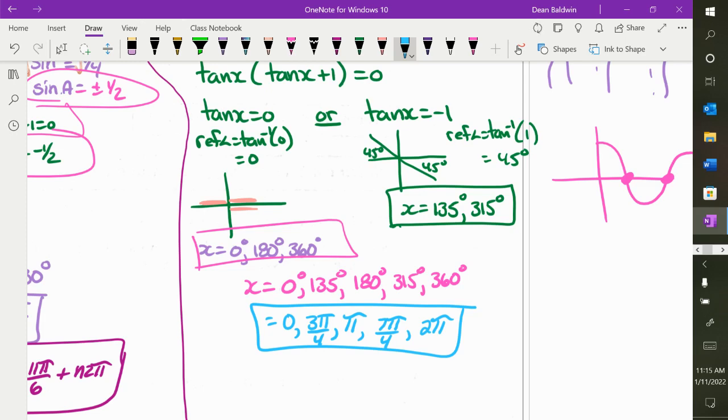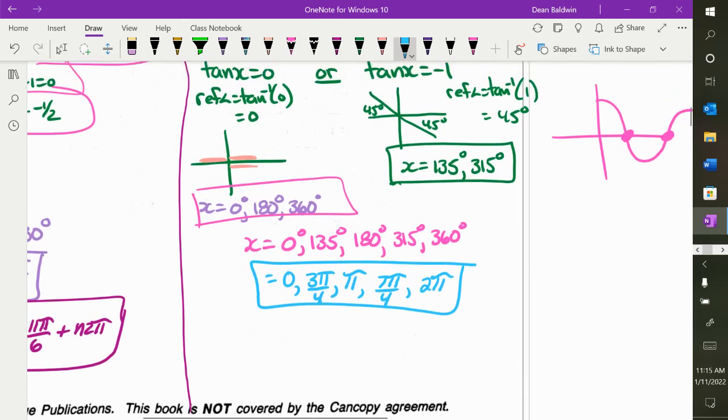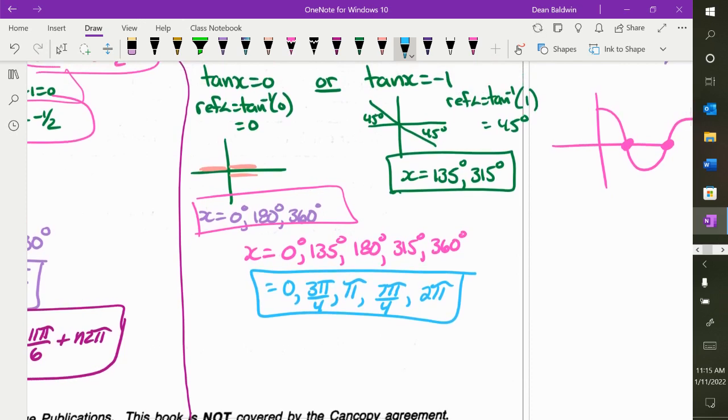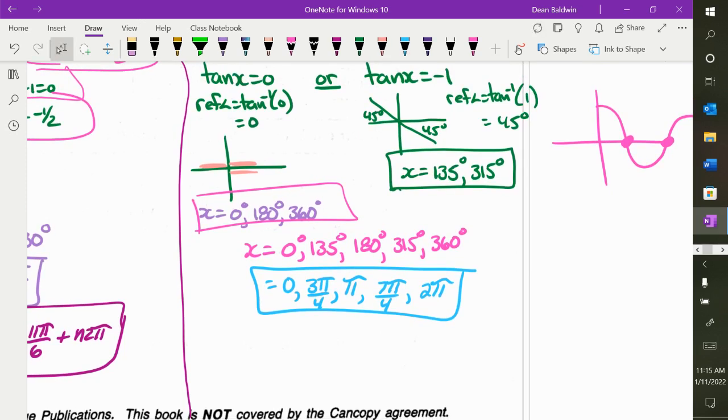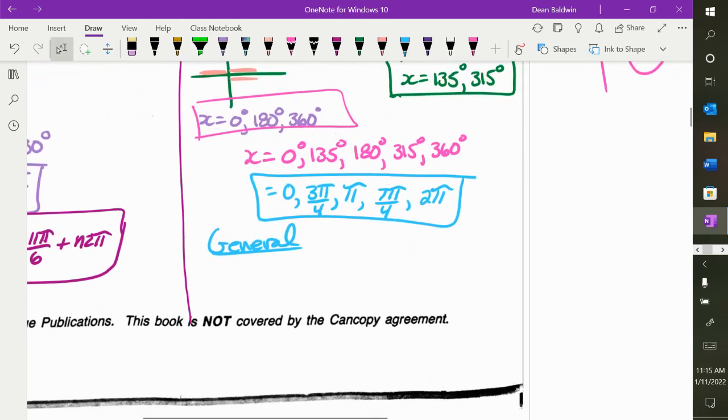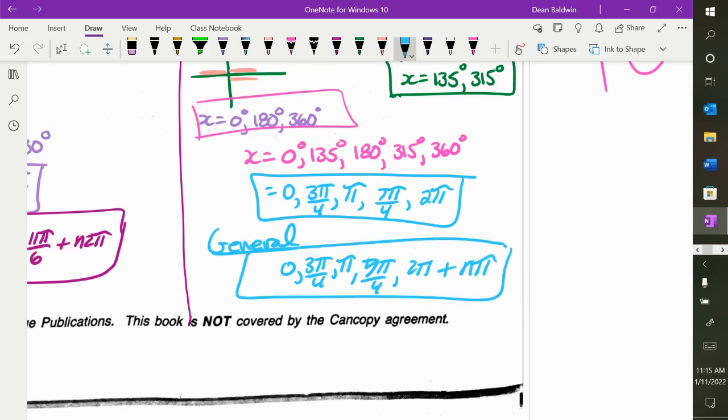How do I write the general solution? n pi. What's the period of a tan graph? Pi. So that's the trick that people will get. You know I'm going to ask you a tan question. You just know that. Okay? So the trick is all of these, 7 pi over 4. 2 pi plus n pi. There is a shorter way to write it, but we're not going to do that unless you really want to.